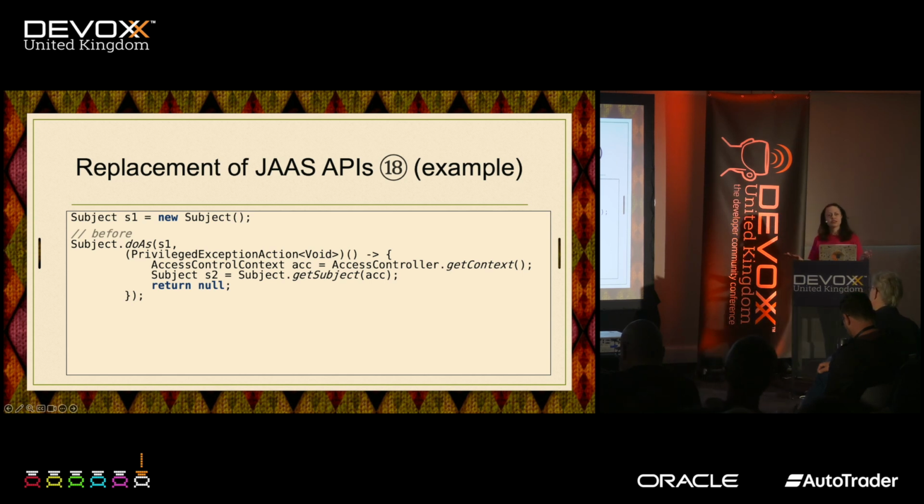Well, JDK 17 deprecated for removal the security manager. And as part of this change, there were several security manager APIs that were deprecated for removal, like access control context that you see in the slide. So access control context was also subject of the deprecation for removal. This means that if you need access to, like in this case, the subject, you had to go through the access control context. And what to do in this case? You need a different way to access that.